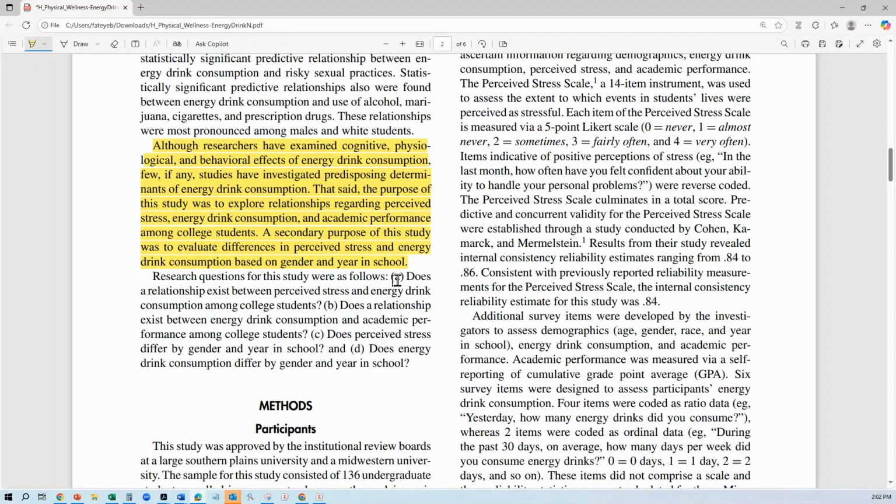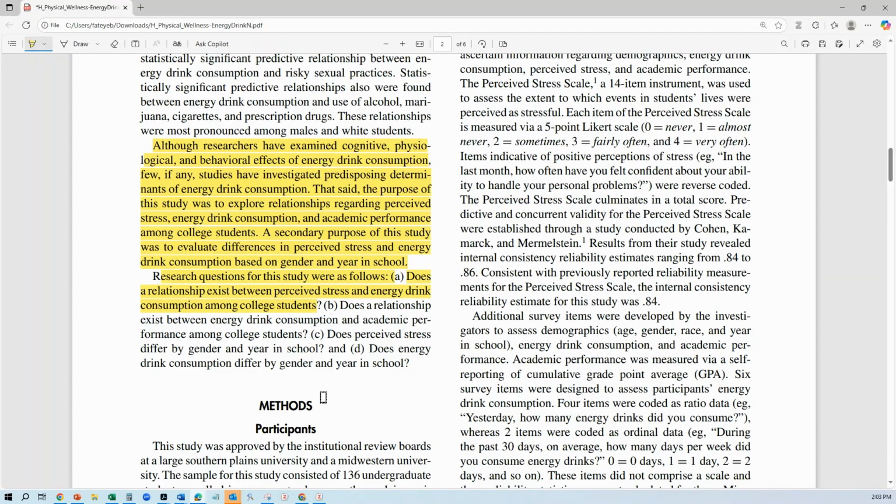So here's what I'm now saying. The research questions are as follows. Does a relationship exist between perceived stress and energy drink consumption? Those are two clear variables that can be looked at. And so going forward, I assume here that my interest is in what are the factors that predict whether or not people drink energy drinks. And so my dependent variable is energy drink consumption, and my independent variable is perceived stress.